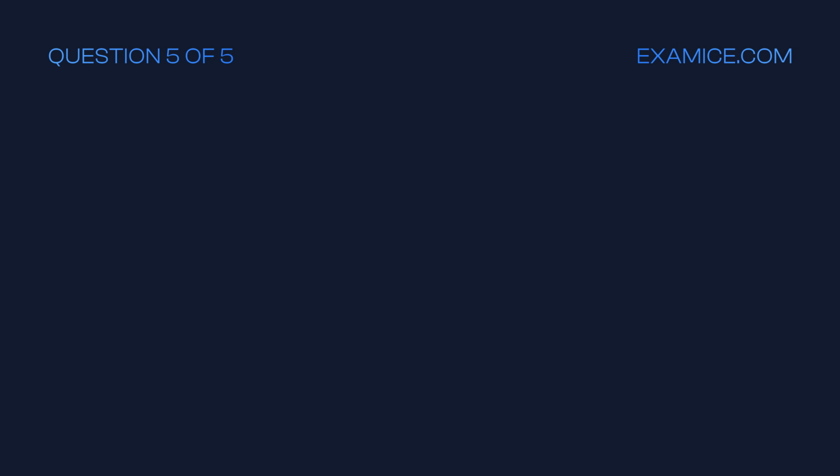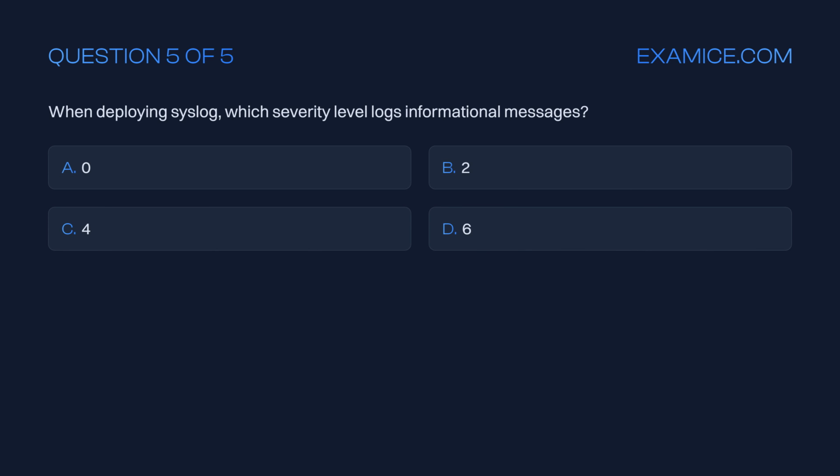Question 5. When deploying syslog, which severity level logs informational messages? Option A, 0. Option B, 3. Option C, 5. Option D, 6.